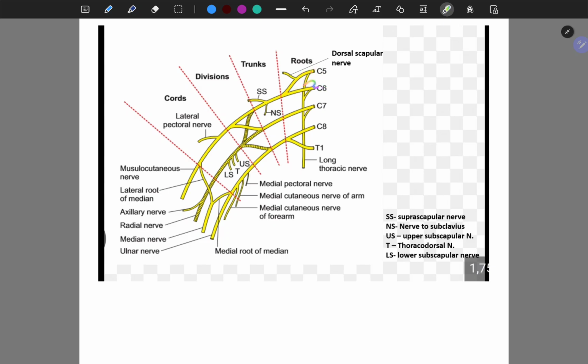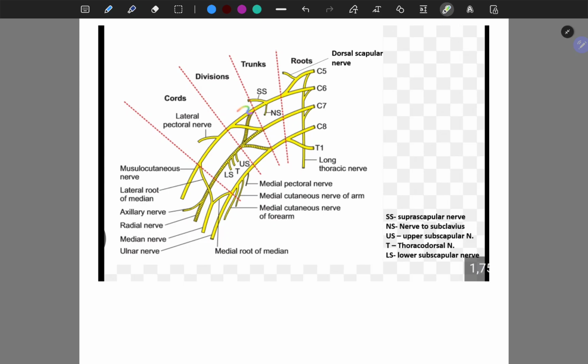So C5 and C6 form the upper trunk. C8 and T1 form the lower trunk. So it is divided into upper trunk, middle trunk. C7 forms the middle trunk and C8 and T1 form the lower trunk.